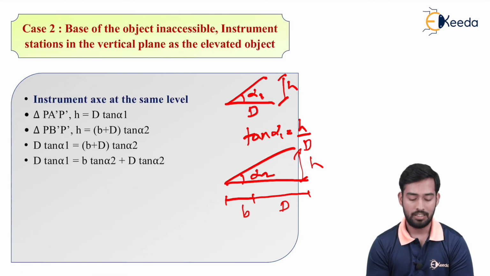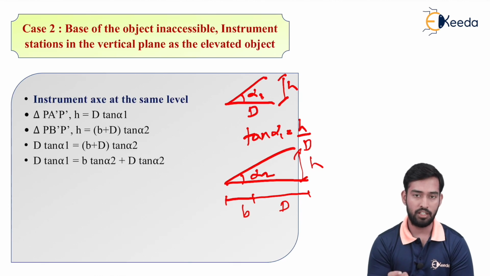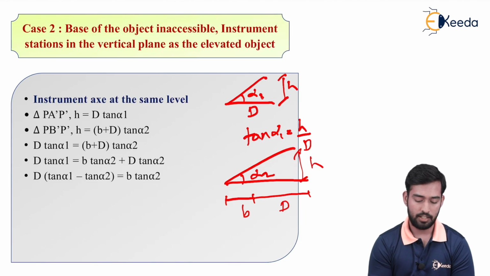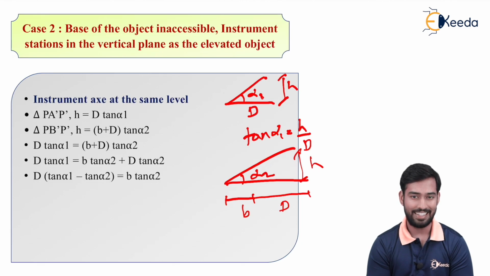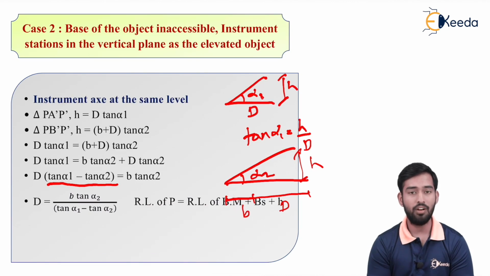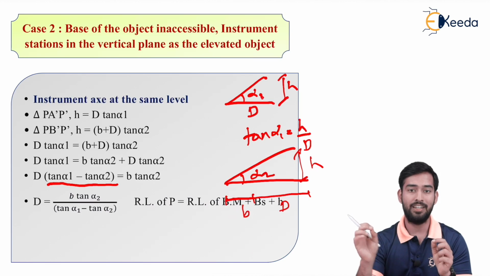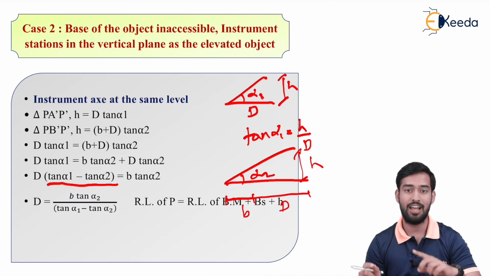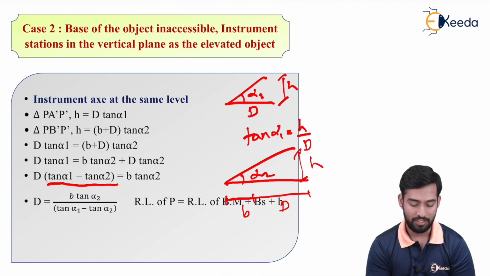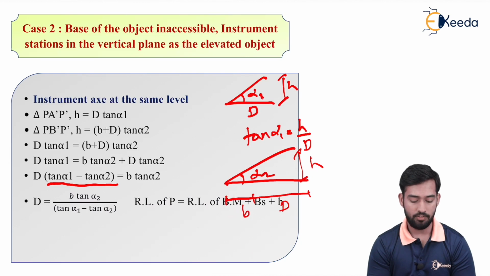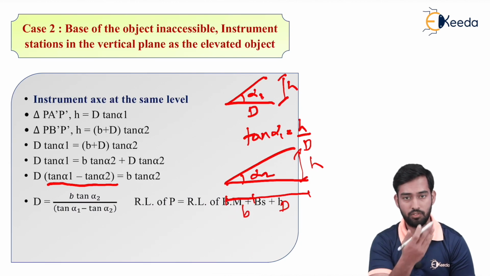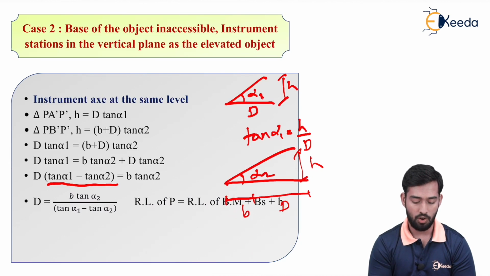Now we have to simplify the equation. So we are taking the values of D on the same side. As we have transferred D to that side, it will be minus D tan alpha 2, and taking D common, the value will be D times (tan alpha 1 minus tan alpha 2) is equal to b tan alpha 2. So we have to calculate the value of D. We require the horizontal distance because the base of your object is inaccessible. We can't directly calculate the distance, whereas in case 1 we can directly calculate the distance. So now D is equal to b tan alpha 2 over tan alpha 1 minus tan alpha 2. So we get the value of D.